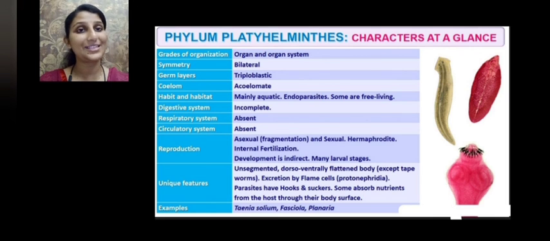Respiratory and circulatory systems are absent. Reproduction is by either asexual means, that is by fragmentation, and also sexual means. And their development is indirect, when fertilization is internal. And the unique features are that they are dorsoventrally flattened, and they have an unsegmented body, and in order to survive inside the host, they have hooks and suckers. And examples are Taenia, liver fluke, and also Planaria.